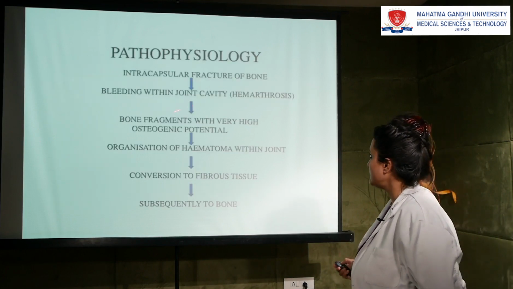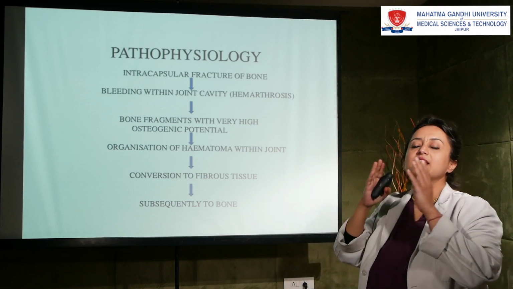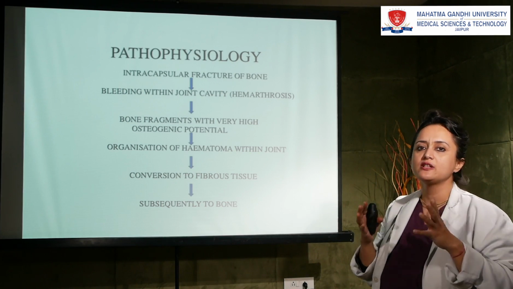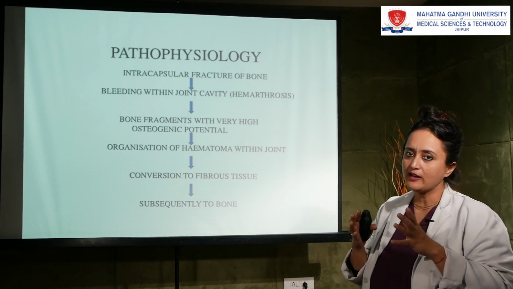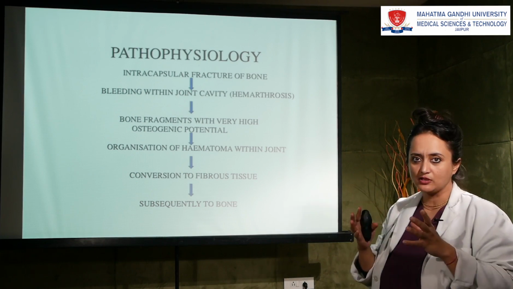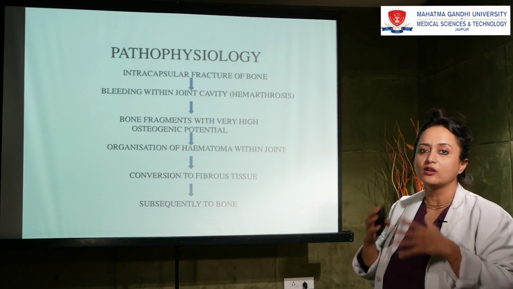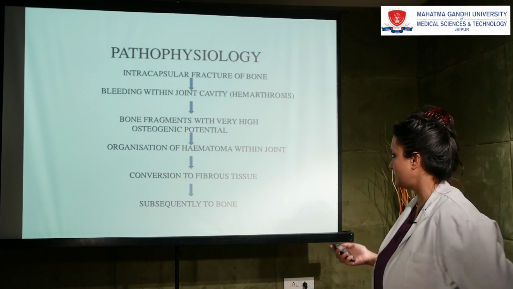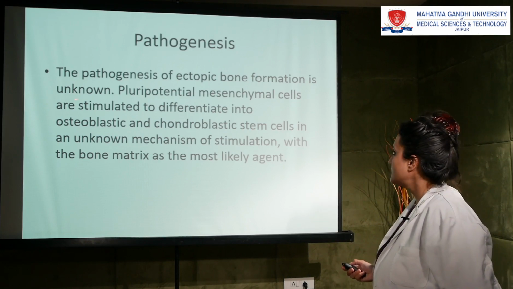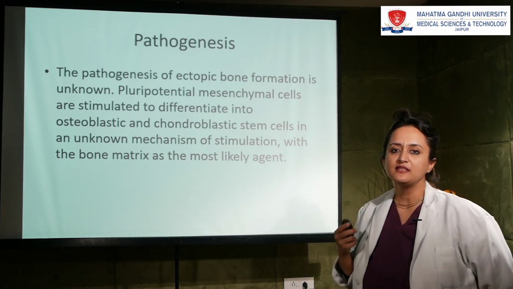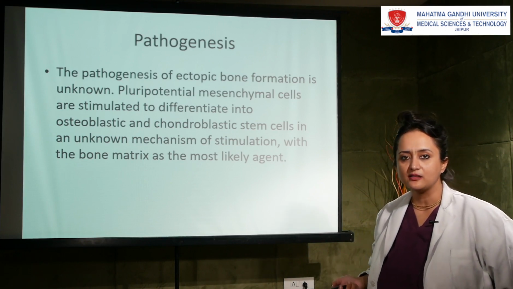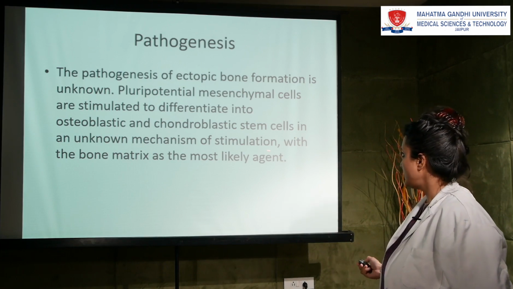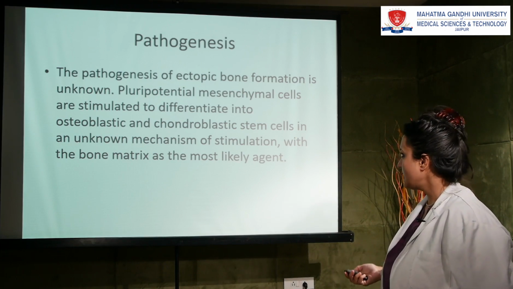Now we come to the pathophysiology. What happens is there is intracapsular fracture of the temporomandibular joint. There are heavily osteogenic cells there. There is bleeding into the joint, hemarthrosis. Slowly the hemarthrosis gets organized, basically the clot gets organized into fibrous tissue, and then later bone formation takes place. The pathogenesis of ectopic bone formation is unknown. Basically the pluripotent mesenchymal cells differentiate into osteoblasts as well as chondroblasts by an unknown mechanism of stimulation, with the bone matrix as the most likely agent.